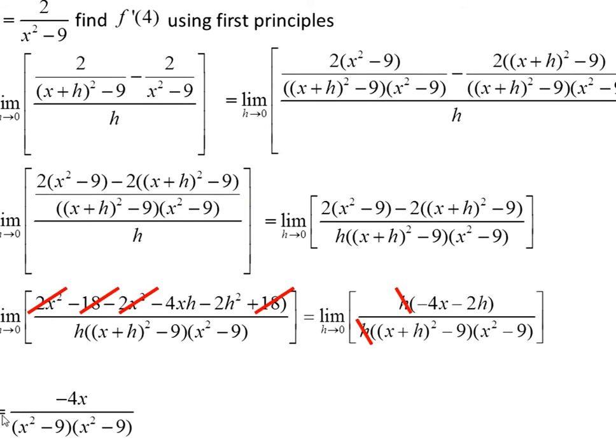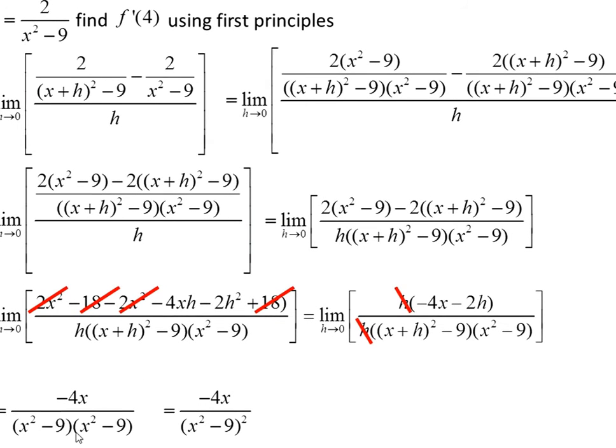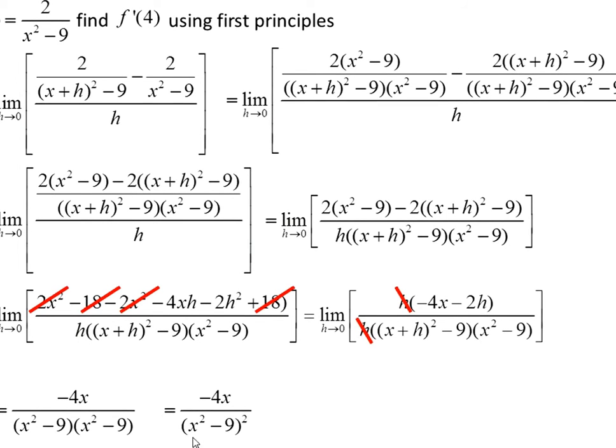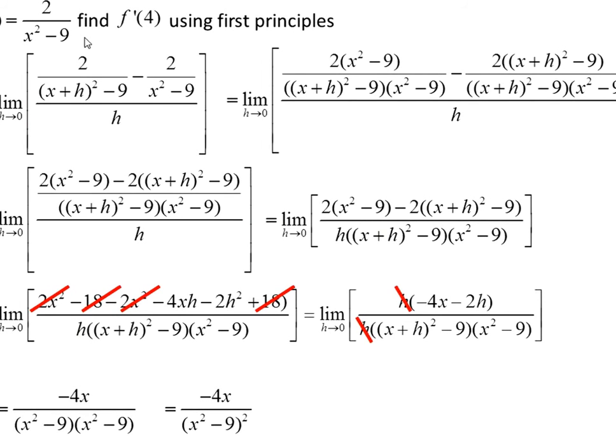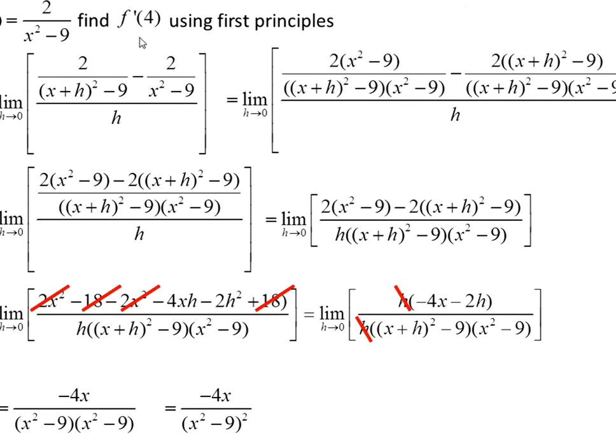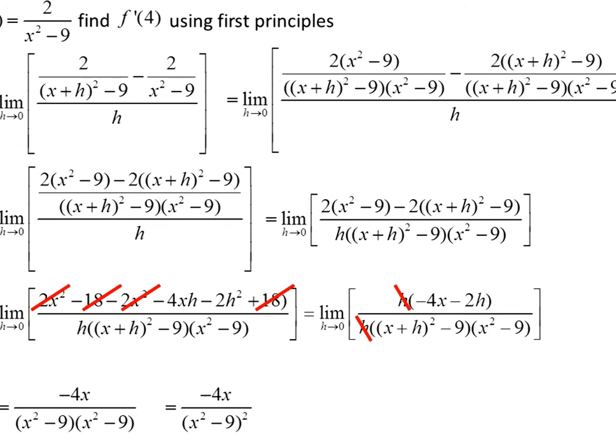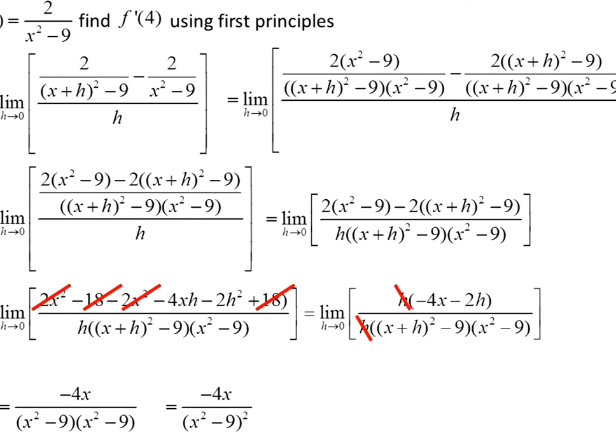Again, the limit term here is gone because this is the limit of that. Collect the x squared minus 9's on the bottom line to get minus 4x divided by x squared minus 9 all squared. Again, going back to the original question, we weren't asked for the slope function, we were asked for the slope at a particular point. So we substitute in that x value, run through the numbers, and we end up with the final answer of the slope at x equals 2 equals minus 16 divided by 49.